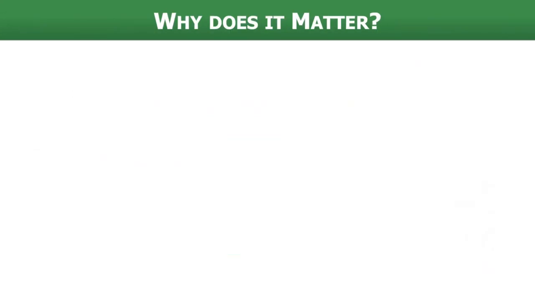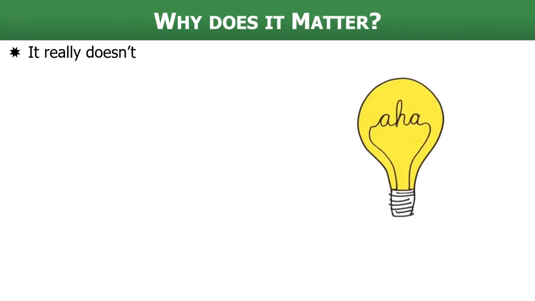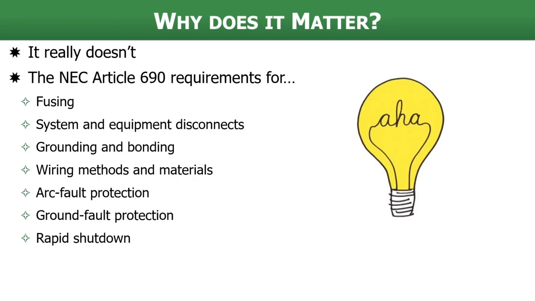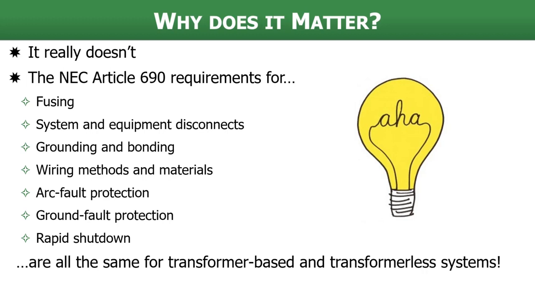So why does this even matter? We're talking about all this stuff. Well, it really kind of doesn't matter because the NEC Article 690 requirements for fusing, system and equipment disconnects, grounding and bonding, wiring methods and materials, arc fault protection, ground fault protection, rapid shutdown, all of it are the same. All the requirements are the same for transformer-based and transformerless type systems now.